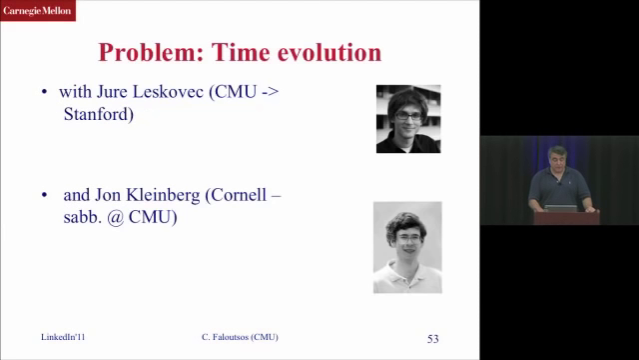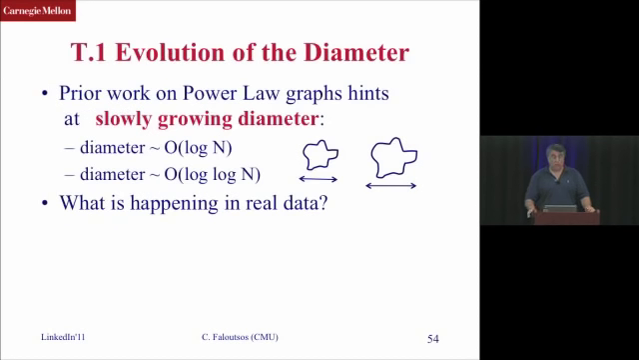What about time-evolving graphs? This is joint work with Jure Leskovec when he was doing his PhD at CMU, and Jon Kleinberg when he was doing his sabbatical. So the question, temporal pattern number 1, what can we say about the diameter of a graph, right? If a graph grows, probably the diameter should grow. According to one theory, it should grow as log n. According to another theory, it should grow as log log n. This is the preferential attachment of Barabasi.